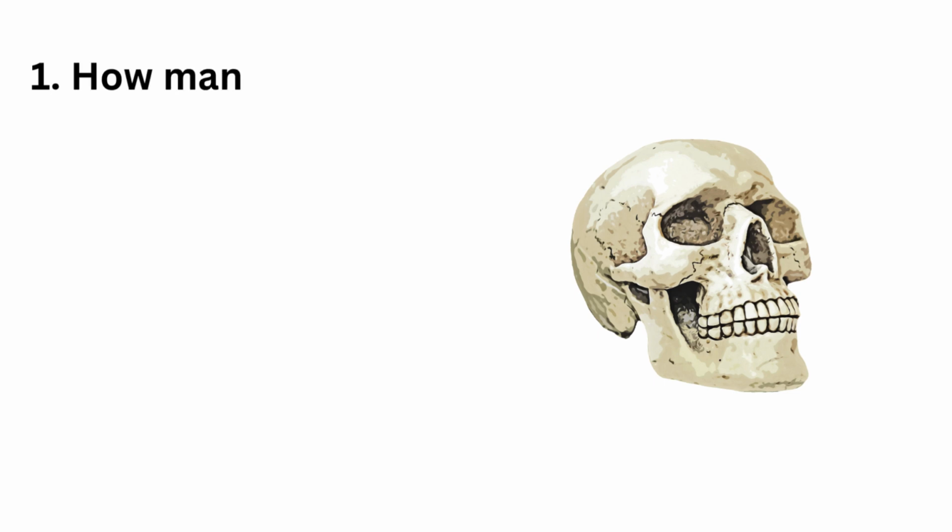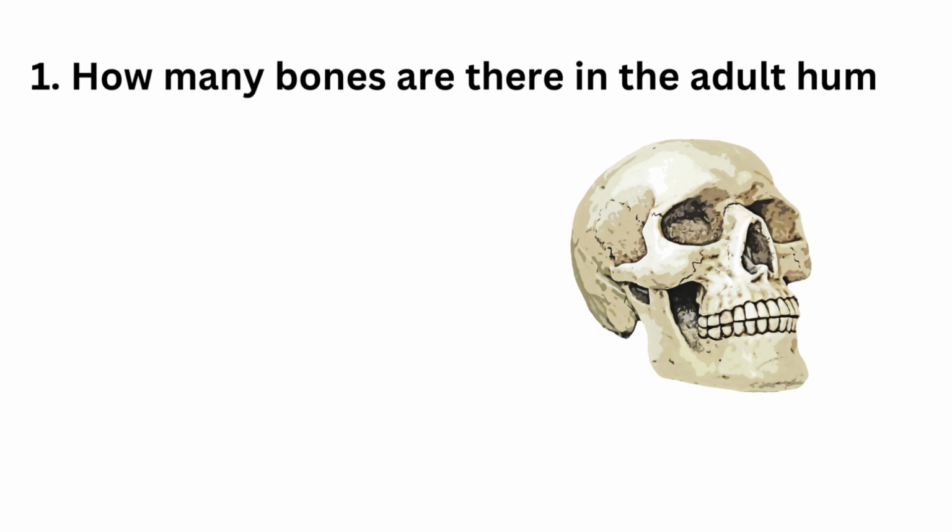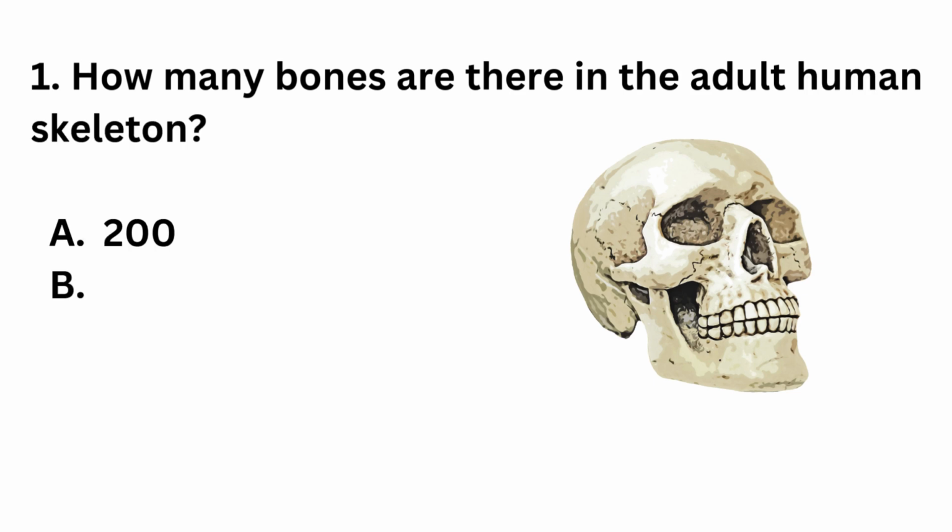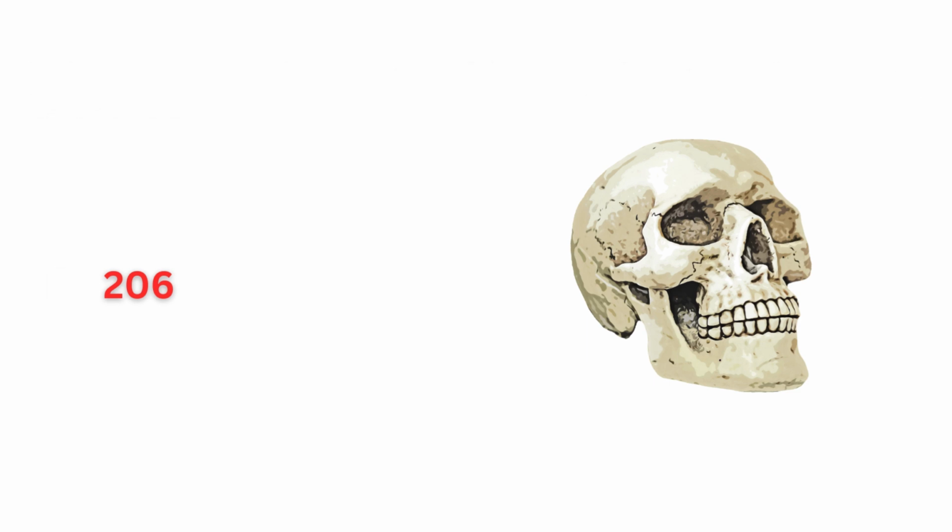1. How many bones are there in the adult human skeleton? A. 200. B. 206. C. 210. D. 212. The answer is B. 206.